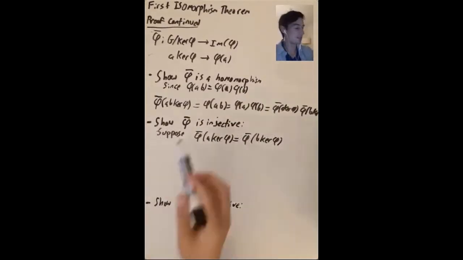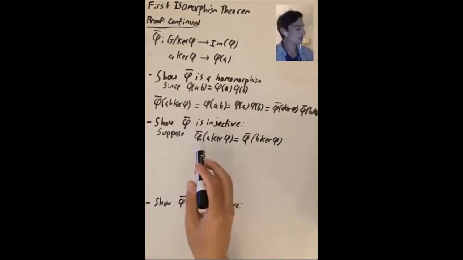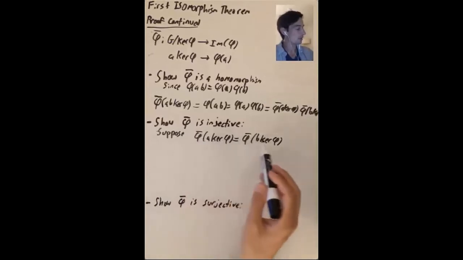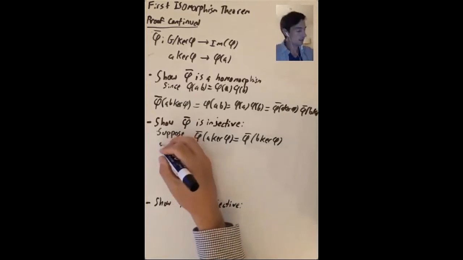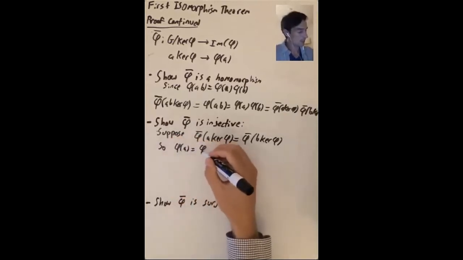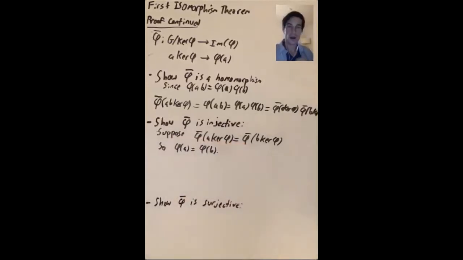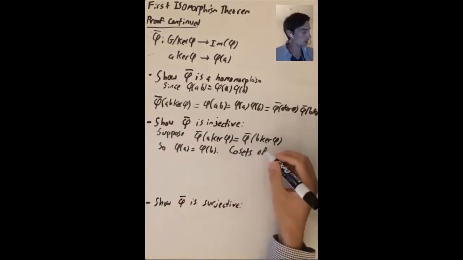Now let's show that this phi bar, I should say phi bar instead of phi hat, is injective. So let's suppose that this map sends two cosets to the same place. What does that mean? That means phi of A equals phi of B. Now what we need to use is this thing that we proved in an earlier lecture, that cosets of the kernel are fibers.